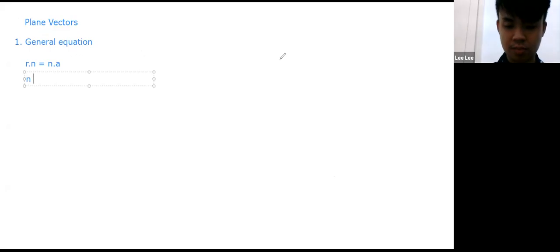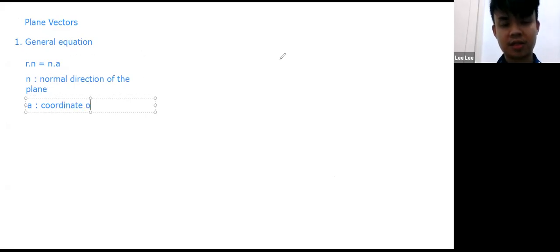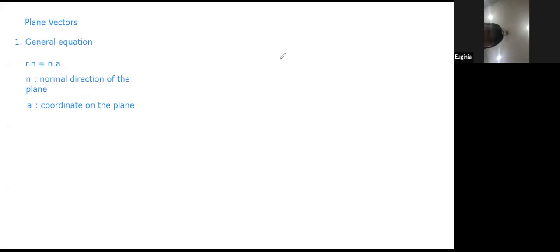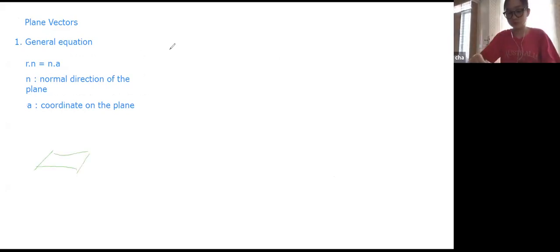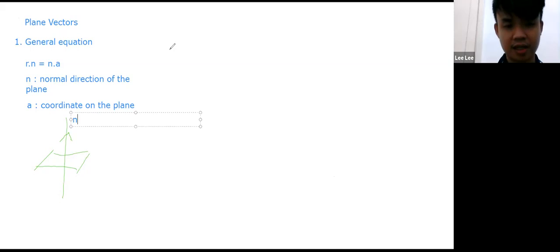First, n is the normal, the normal direction of the plane. a is a coordinate on the plane. Normal means, let's say you have a plane, the normal is a vector which is perpendicular to the plane. Just as simple as that. So we start with a very simple example first.